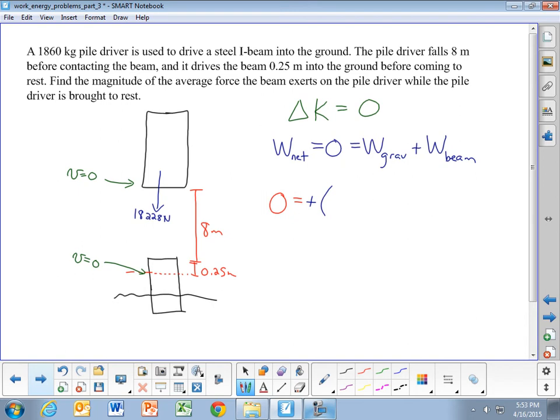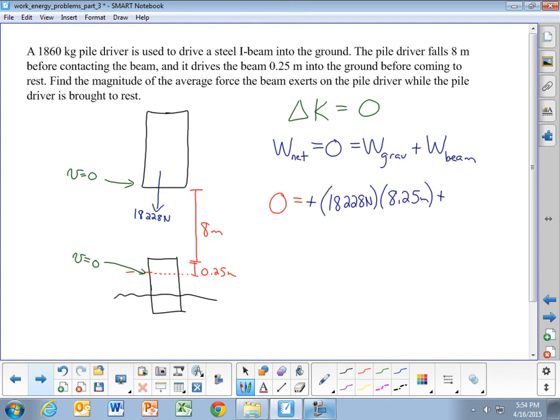And so the force is 18,228 newtons. The distance that the force of gravity acts over is not just the 8 meters. While the beam is being pushed into the ground, and it moves down an additional 0.25 meters, gravity is still adding energy to that. And then the beam is taking energy away as well, but work is being done by gravity over the entire 8.25 meters that it's traveling. So this distance that you need to use is the 8.25 meters.